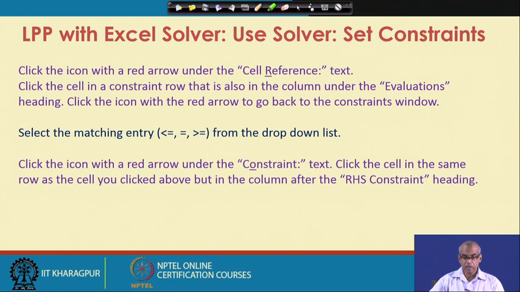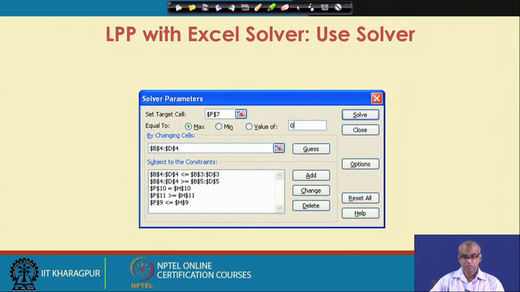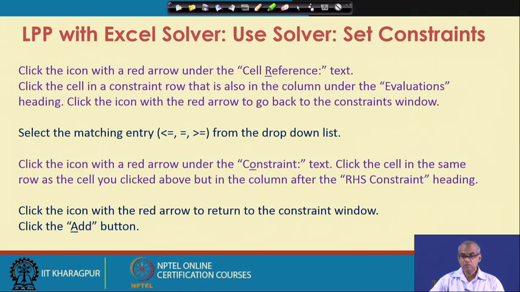Click the icon with a red arrow under the constraint text. Click the cell in the same row as the cell you clicked above, but in the column under the right hand side constant heading. Click the icon with the red arrow to return to the constraint window. Click the add button. So, this way we can set the constants. All the constants have to be set following the same procedure.